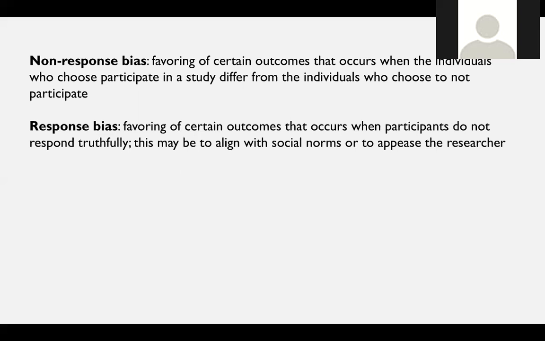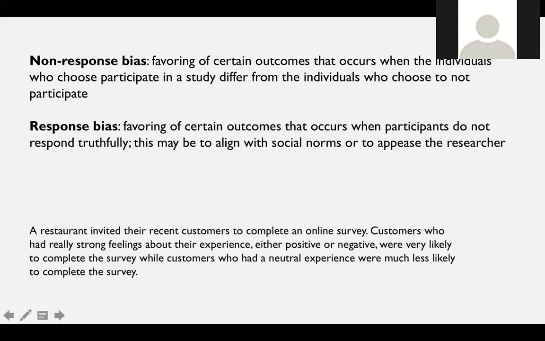And then going back up to non-response bias, which I skipped earlier, it's favoring certain outcomes that occur when the individuals who choose to participate differ from the individuals who choose not to participate. So this can be a little confusing, so I'll try to put it in context for you. A restaurant invited their recent customers to complete an online survey. Customers who had really strong feelings about their experience, either positive or negative, were likely to complete the survey, while customers who had a neutral experience were much less likely to complete the survey. So here it's just really about who's participating in the study, while response bias is the results of those who do participate in the study.